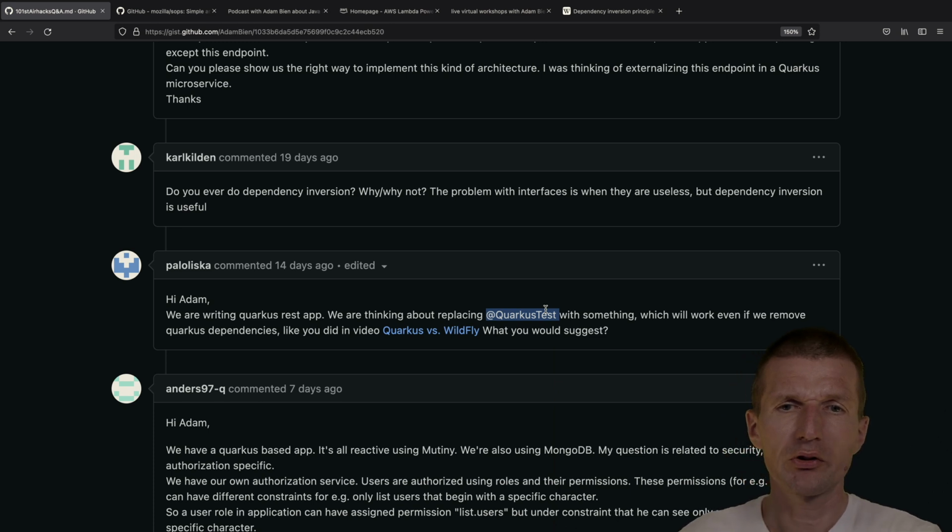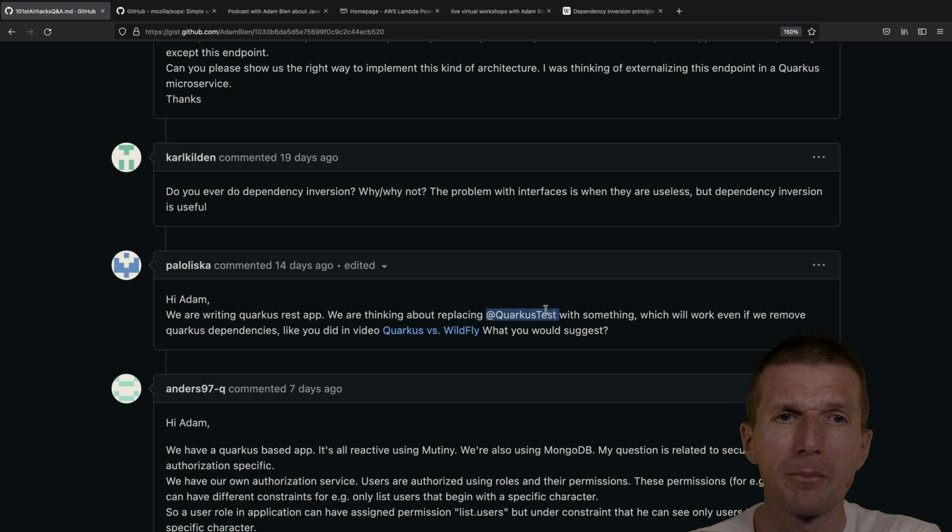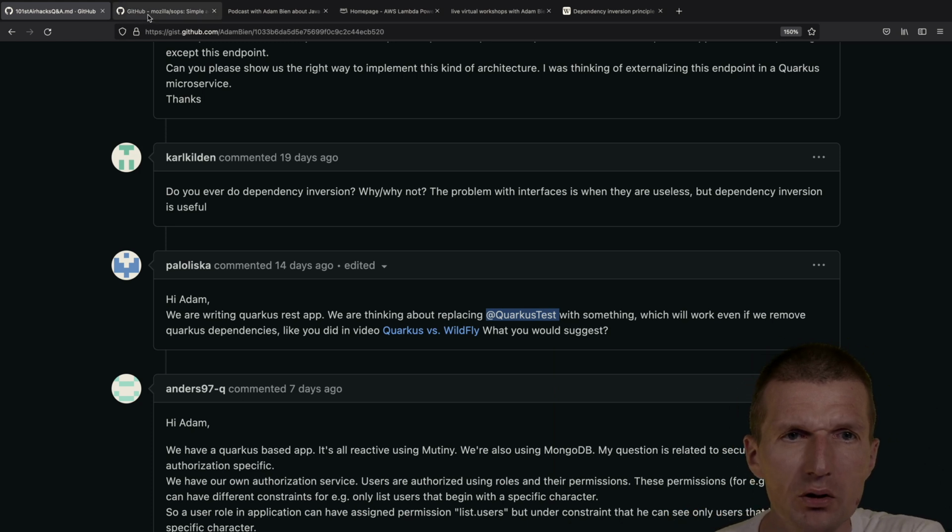So QuarkusTest is a very specific kind of testing where you are injecting internal stuff of the microservice, and this is an integration test. So in the mockend case, is it the mockend?